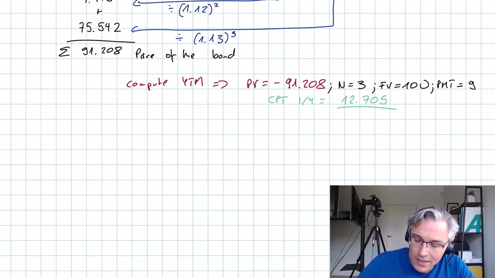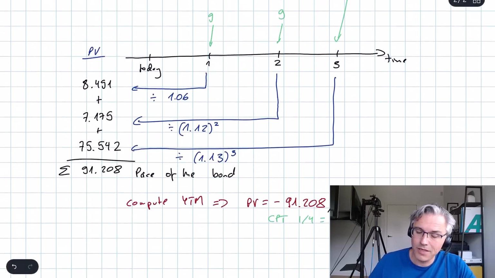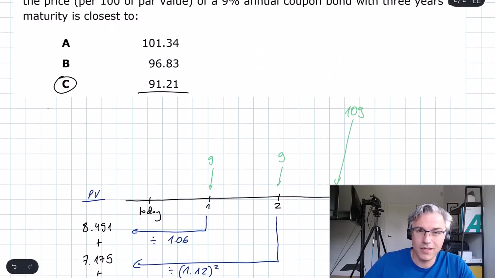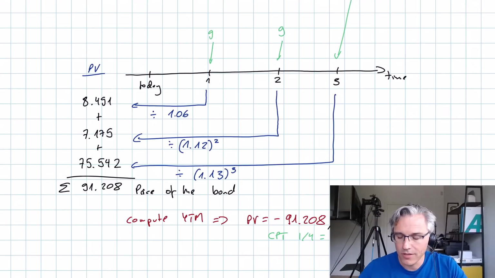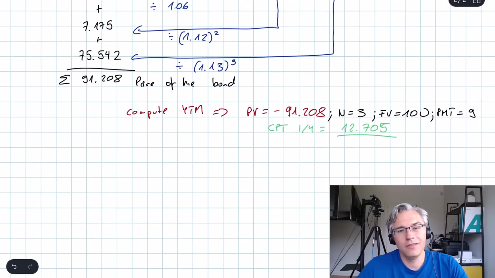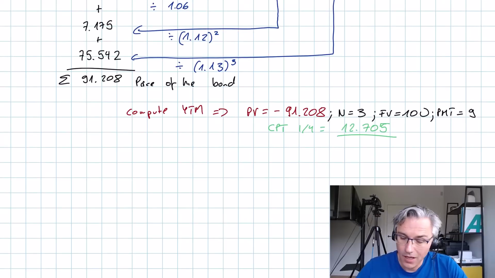12.705. So in the exam you may actually be given a series of spot rates and either just asked to compute the price of the bond, or actually go one step further and compute the yield to maturity on the bond, which is what I did here, even though it wasn't part of the question.